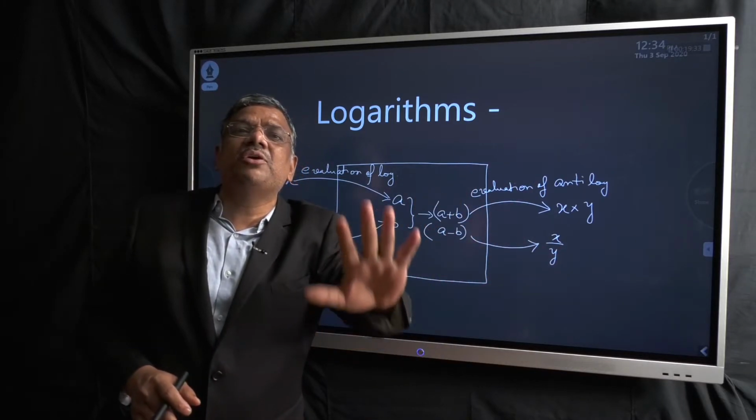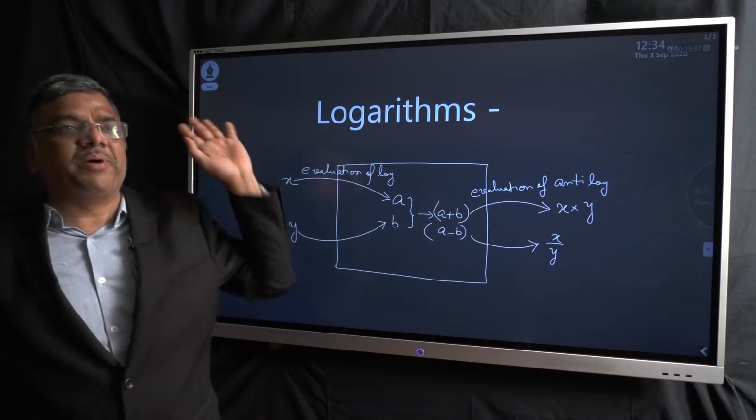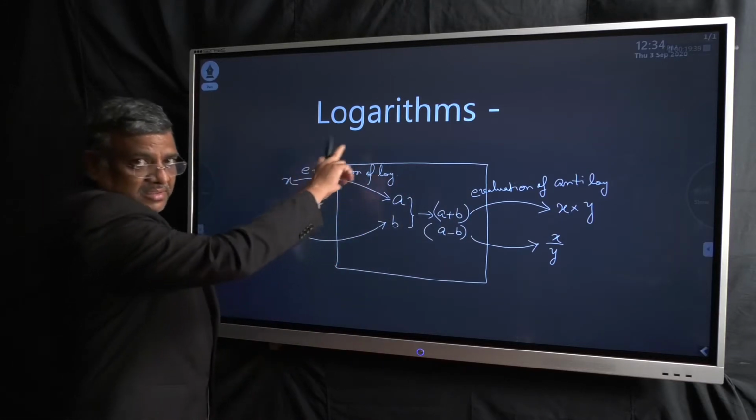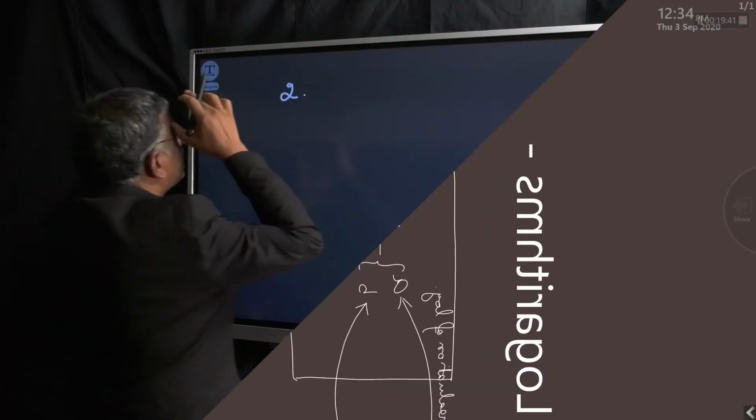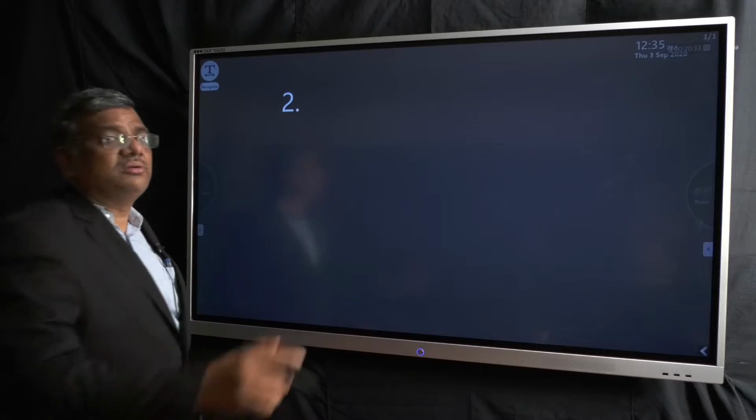So we are supposed to learn how to enter into the box and how to come outside the box. That is exactly what we are going to learn, right? This is the starting point, the first part. The second part is the definition of the logarithm.